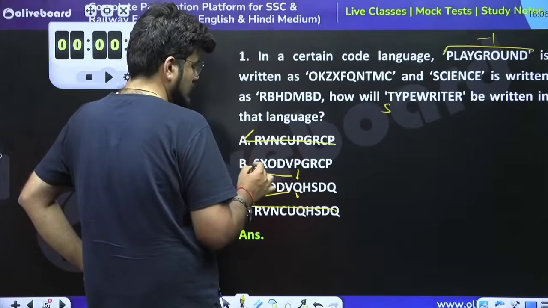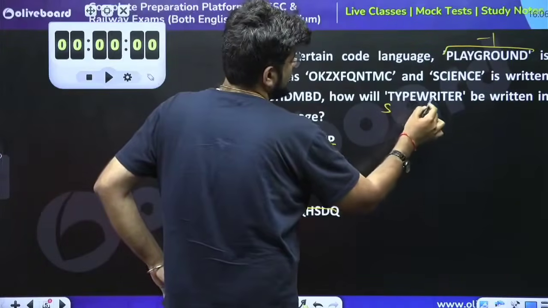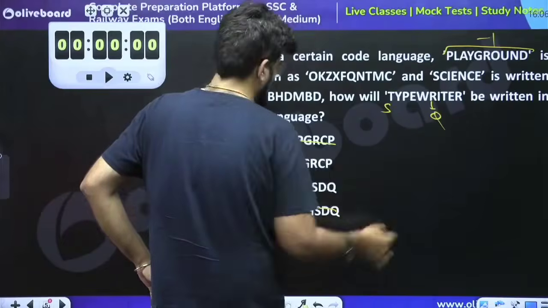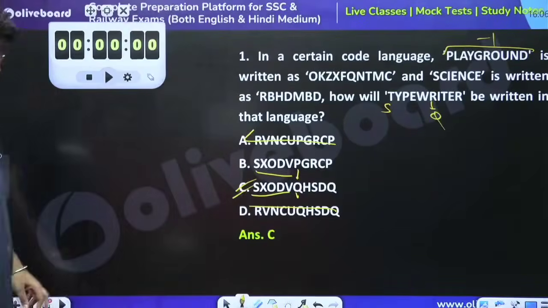So check for this letter. This is the sixth letter. Sixth letter is R, 18 minus 1. So Q will be the correct answer here. So option C is the right answer. Next.